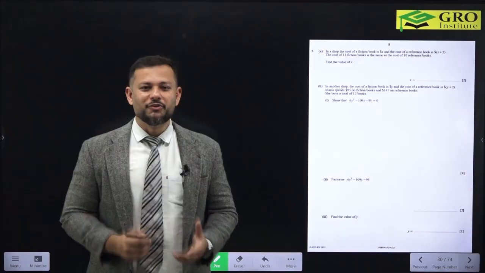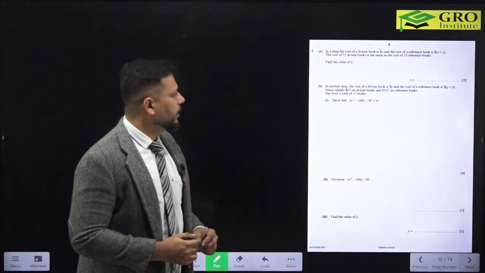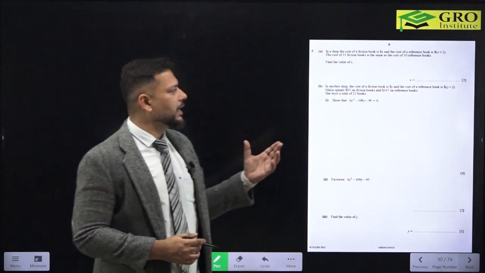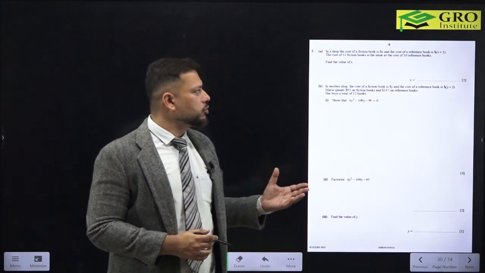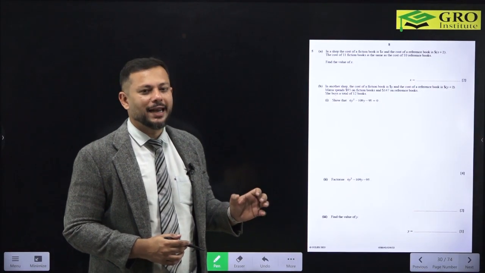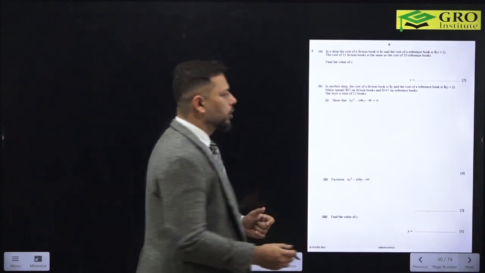Okay, students, moving ahead. Question number 5. Question number 5 is about algebra. We are being given some real life situation from which we need to form some expressions, and also we need to get equation to get the unknown value or the variable.